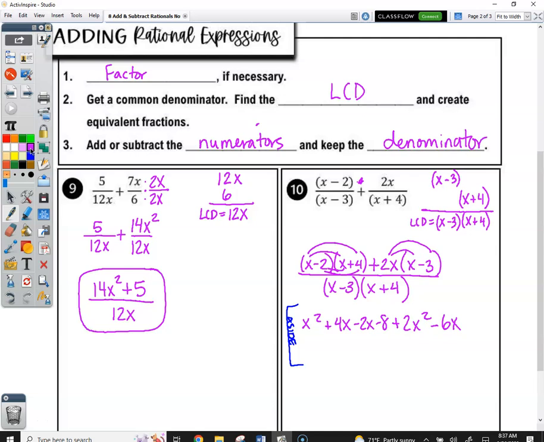All right, so this would be 3x squared plus 2x minus 4x minus 8. And I'm not looking for you to try to factor that. This is what I'm looking for as your answer. Putting that back in the top over your LCD. I want to see your LCD. And that's the answer.